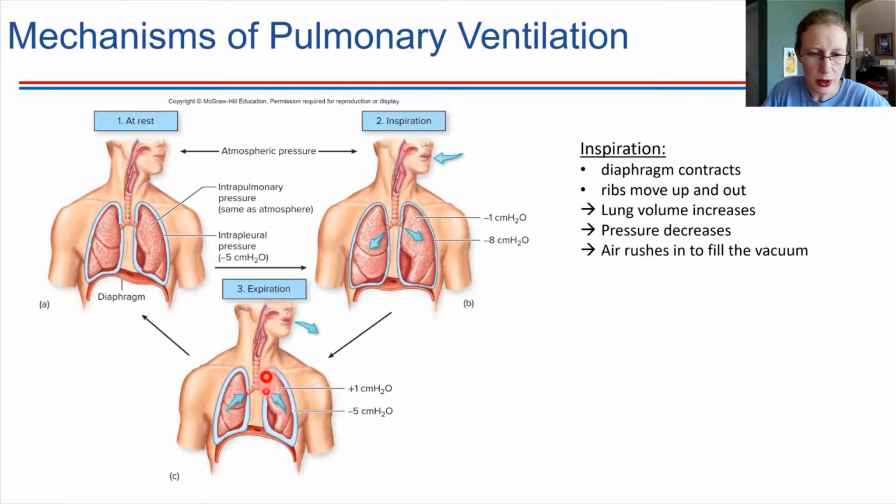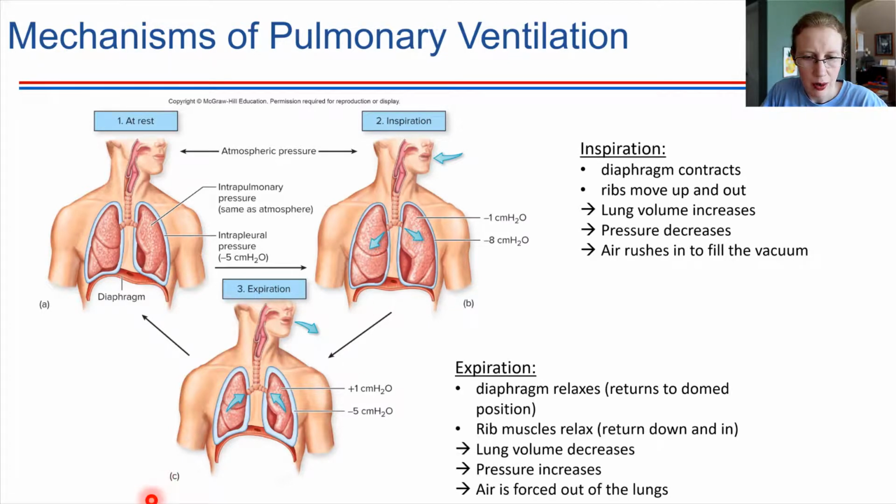During expiration, the diaphragm relaxes. Think about it. When you're relaxed, is there a lot of air in your lungs, or does the air move out? When you relax, a lot of the air goes out. What's happening is that the diaphragm relaxes and domes back upwards, and your ribs do just the opposite of during inspiration. Your ribs move inwards, and those two things work to decrease the lung volume, which increases the pressure and forces the air out of the lungs.